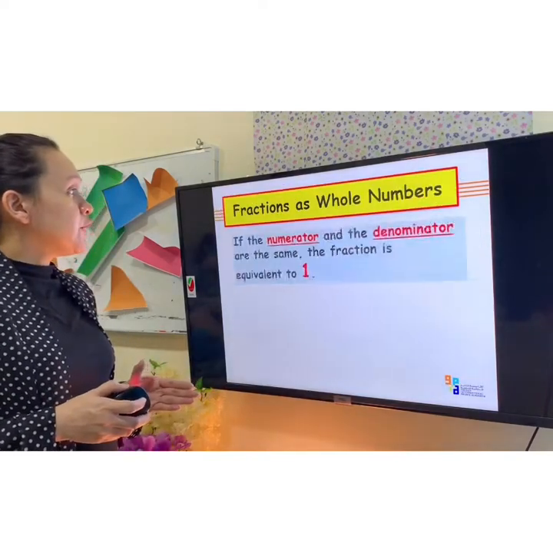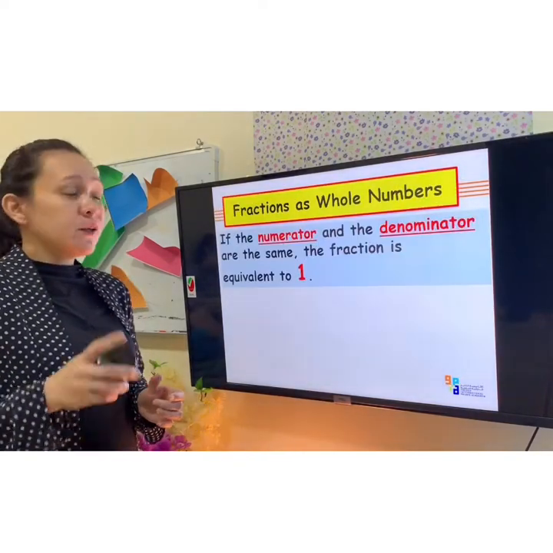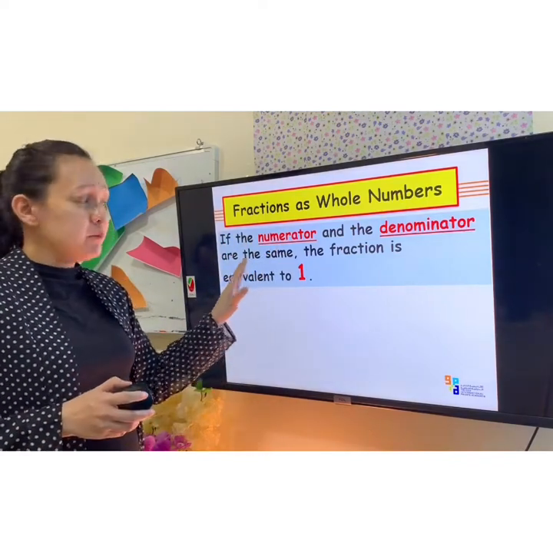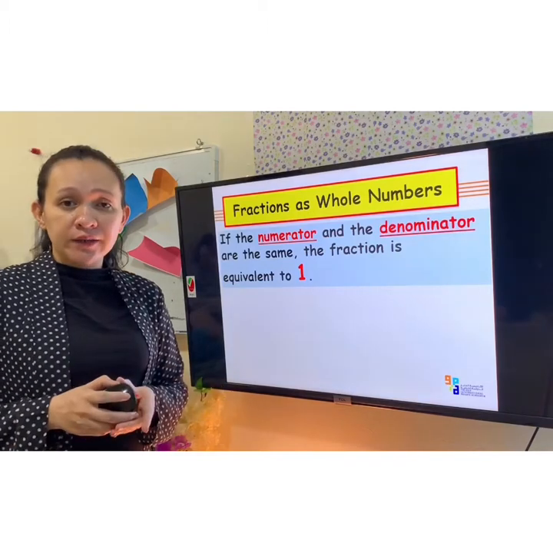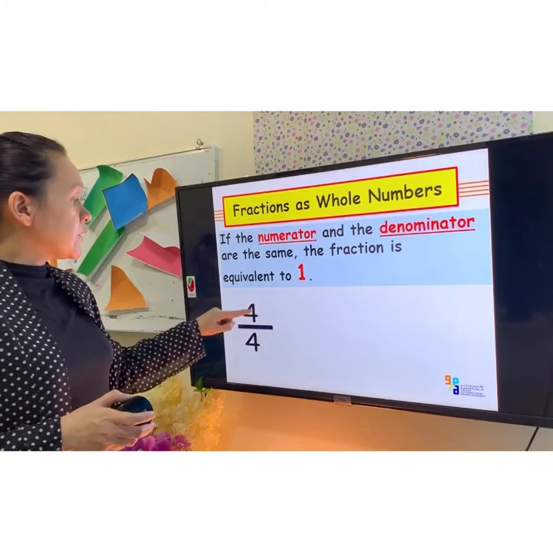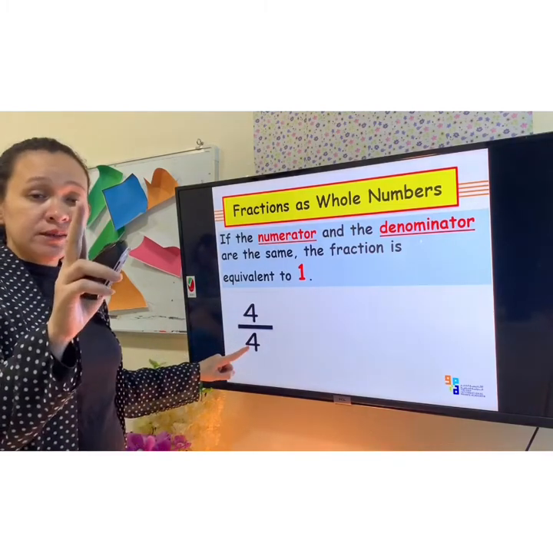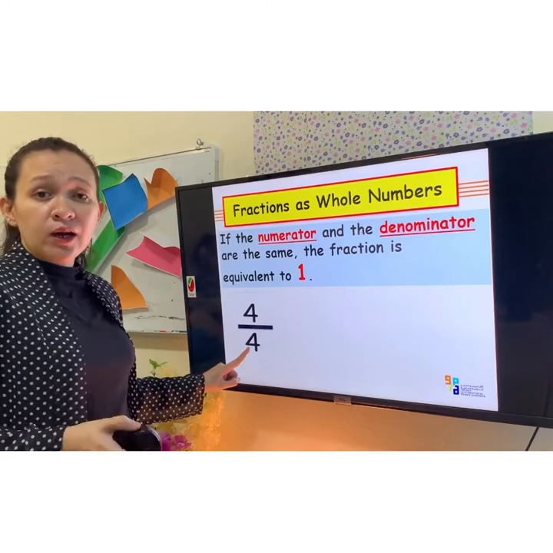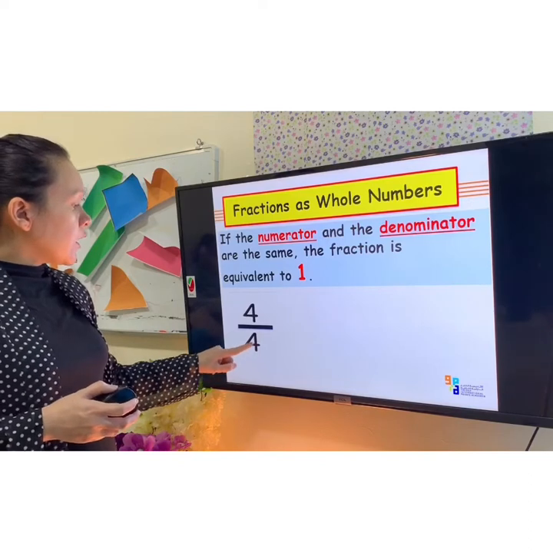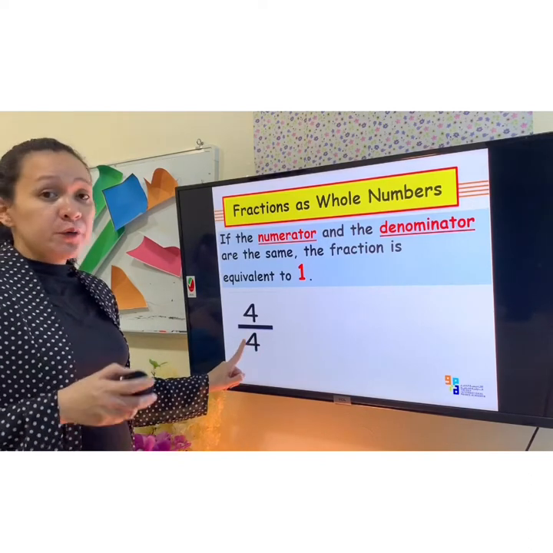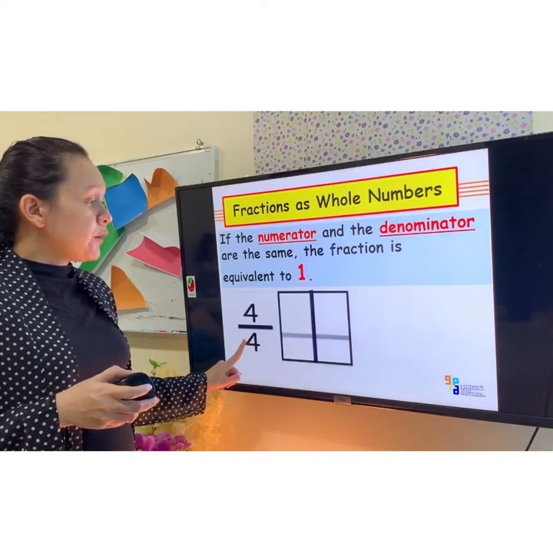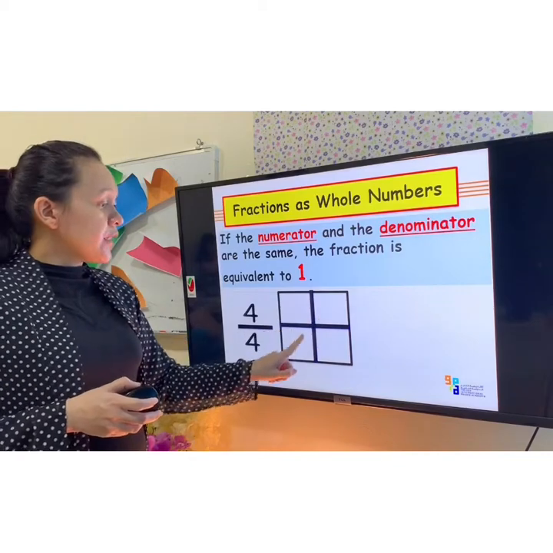Now let's move to fractions as whole numbers. Here is the rule: if the numerator and the denominator are the same, the fraction is equivalent to 1. I have here an example, 4/4. Again, the numerator and the denominator are the same, so the fraction is equivalent to 1. Then we are going to use a figure to understand more. Since our denominator here is 4, and remember the denominator is the total number of parts, we are going to put here 4 parts: 1, 2, 3, and 4.